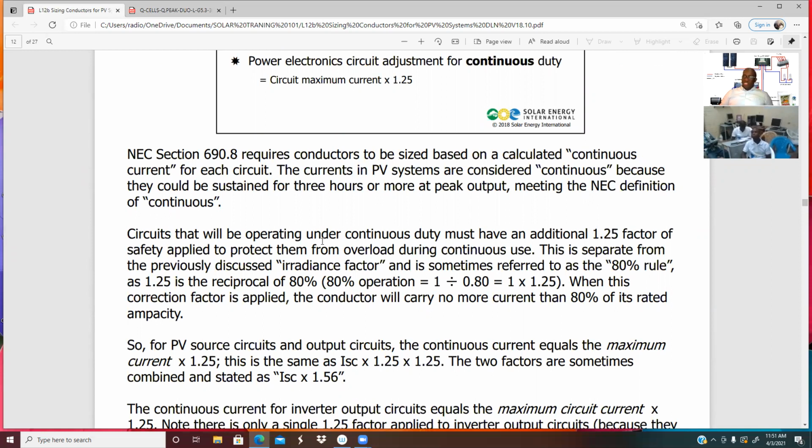Now, take into consideration every PV model or every circuit. First and foremost, let's talk about the PV model current. They give you the max, or they tell you the minimum and you can calculate to get the max. Yes, we know about that. We did that yesterday. But paying attention to this topic is very important: the circuit that will operate on a continuous duty must have an additional 1.25.